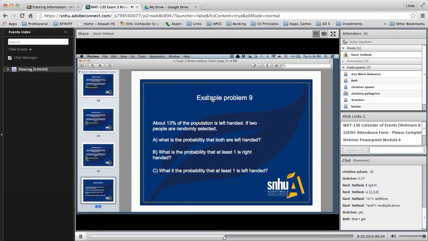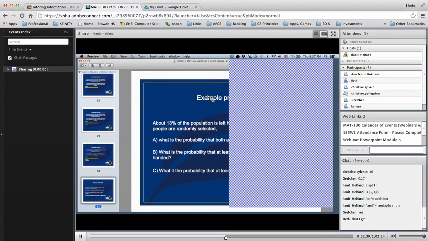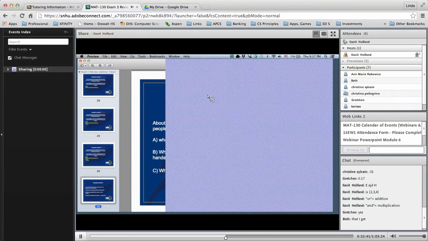Okay, so about 13% of the population is left-handed. So remember, every time you see that percent of the population, we're talking about independent events, right? Each person individually has a 13% chance of being left-handed. So we have 2 people randomly selected. What is the probability that both are left-handed? What is the probability that at least one is right-handed? And what is the probability that at least one is left-handed?